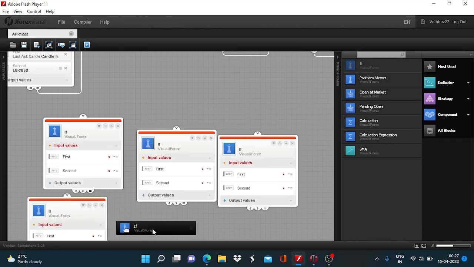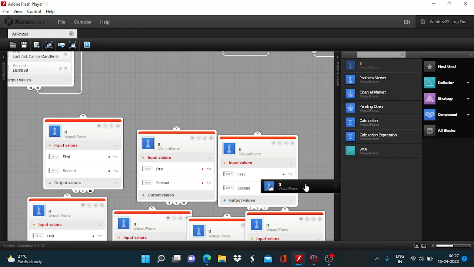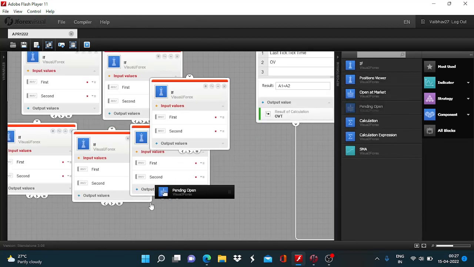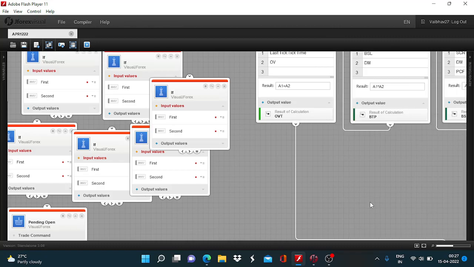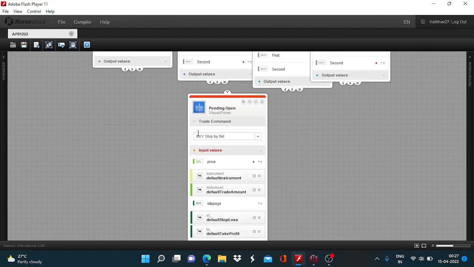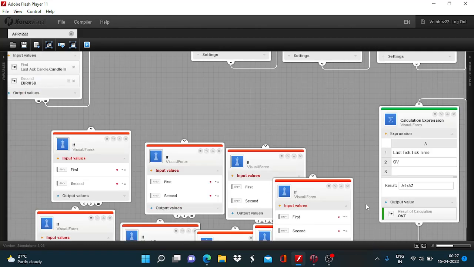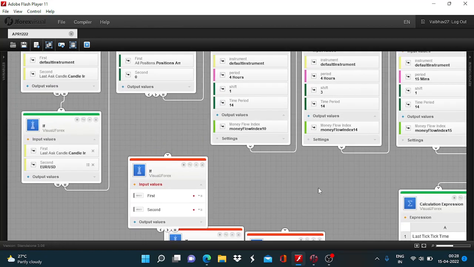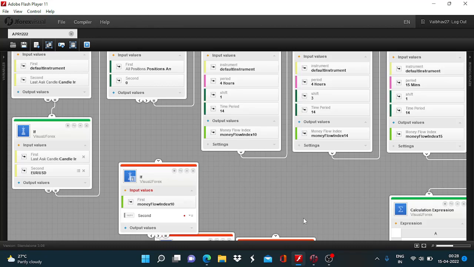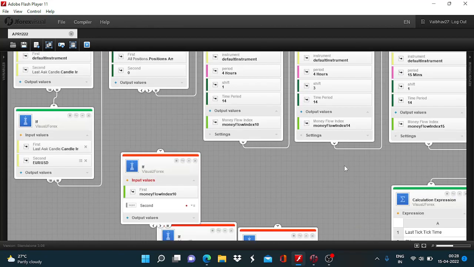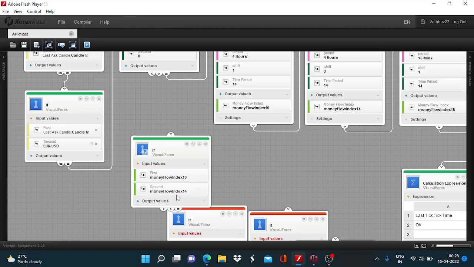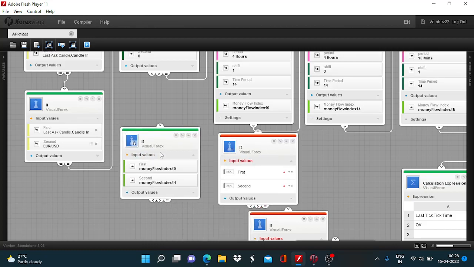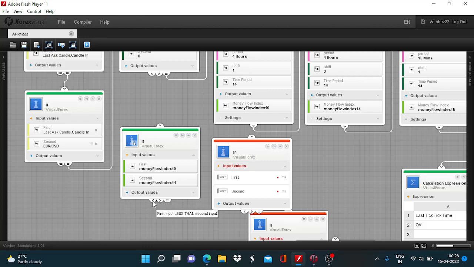if I remember correctly from what I had used for defining the conditions for the execution of the buy trade. And it will be followed by a pending open order block, the trade command block. All right, here we need the MFI index 10 to be less than the MFI index 14. First things first, it should be first input less than second input.